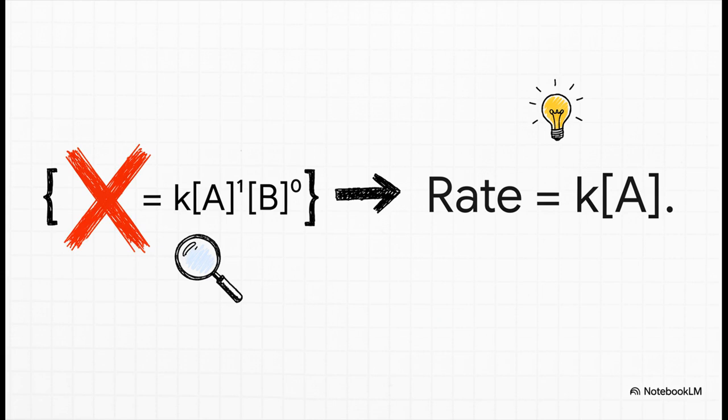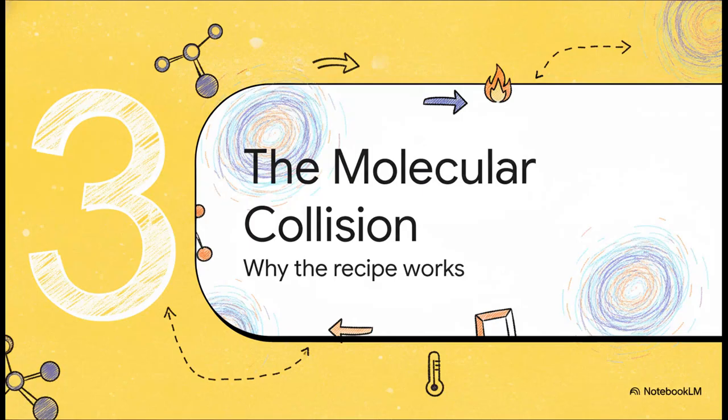So the B term basically disappears. Our final recipe is simply rate equals k times the concentration of A. We decoded it! Okay, so we figured out the how, but what about the why? Why does that recipe even work?